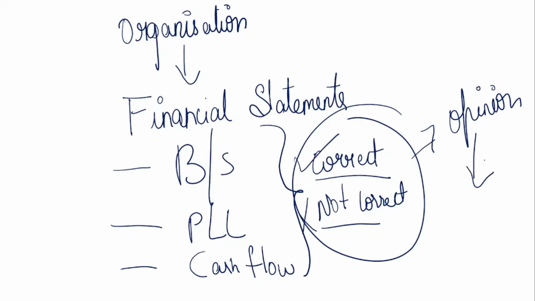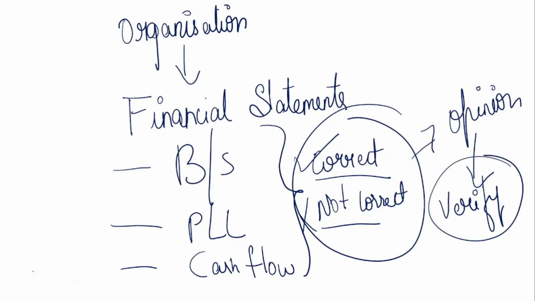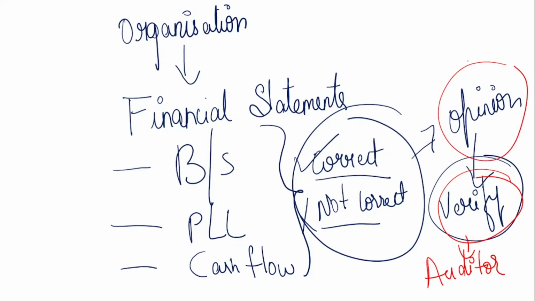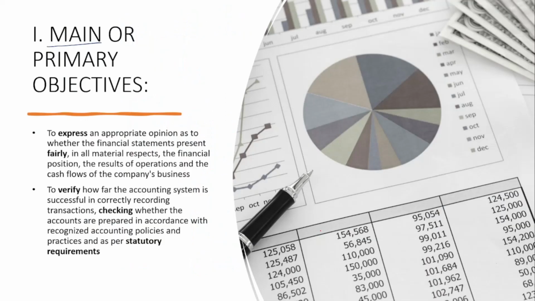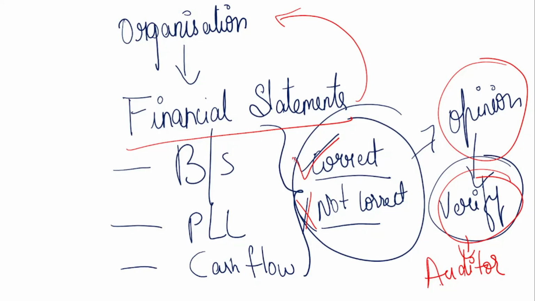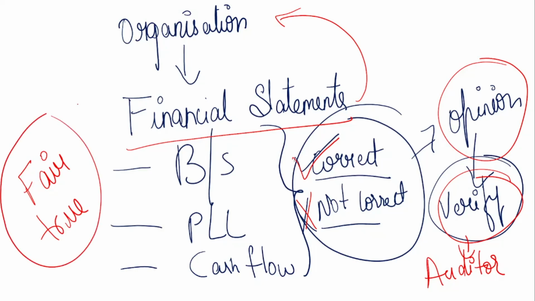In order to give the opinion, we need to verify the books of accounts. Who will do the verification of books of accounts? It is the auditor. The auditor is a person who will verify the books of accounts and give an opinion whether the financial statements maintained by the organization are correct or not correct. That is what they have told: to express an appropriate opinion whether the financial statements present fair information or true information to the public.